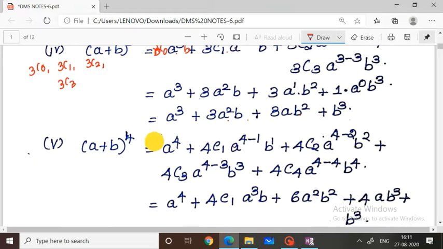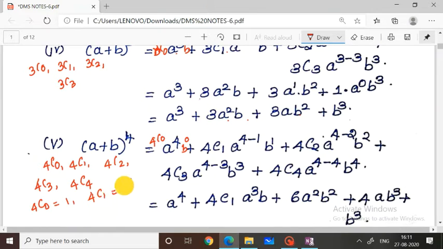Means the first term is 4c0 a raised to 4 into b raised to 0. Next term 4c1. So, to see how many terms there will be: 4c0, 4c1, 4c2, 4c3 and 4c4. Now, what is 4c0? 4c0 is equal to 1.